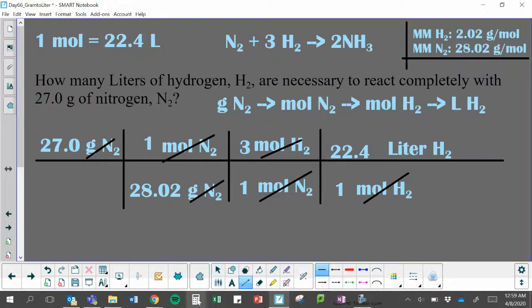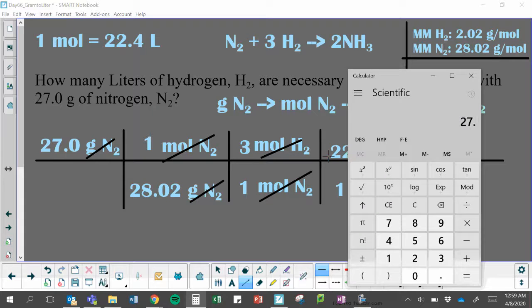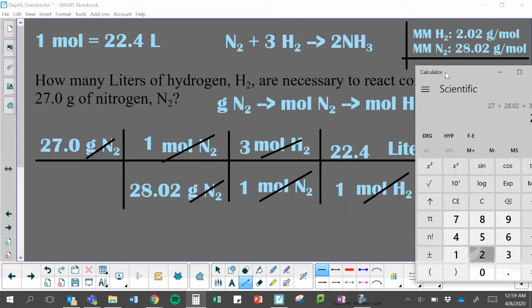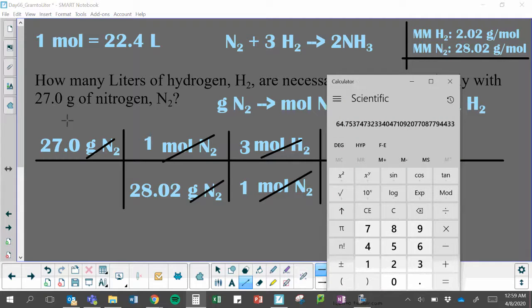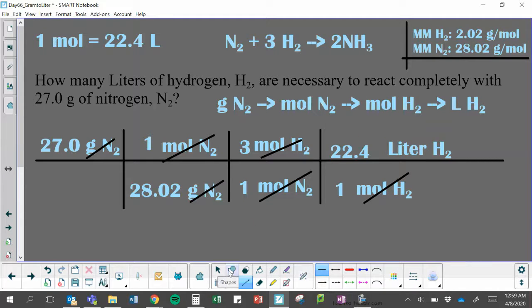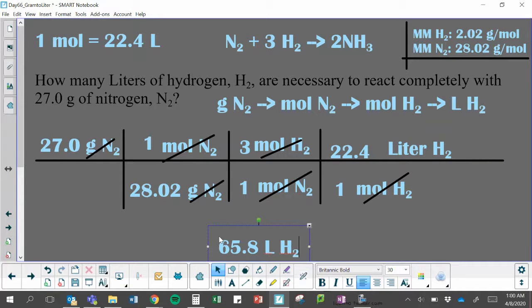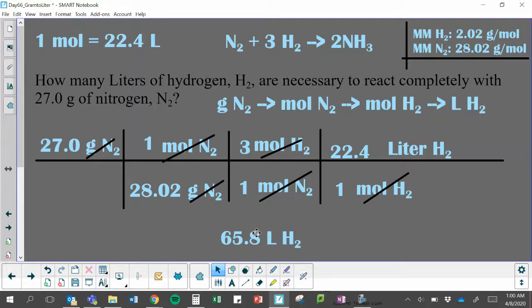So now we can just put this in our calculator. We have 27.0 divided by 28.02 times 3 times 22.4. And remember sig figs, we have 3 here, so we will write 65.8 liters of hydrogen. So hope you can see that these are very similar to the other types of problems we've been doing.